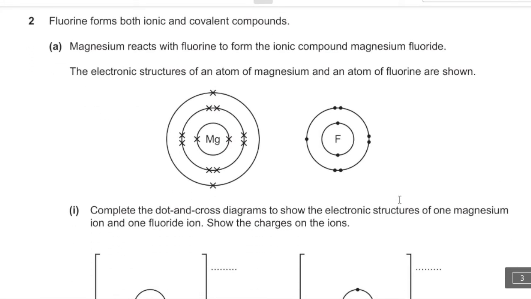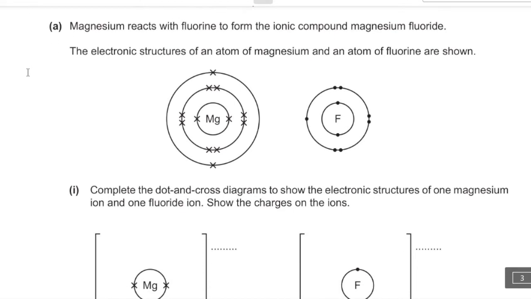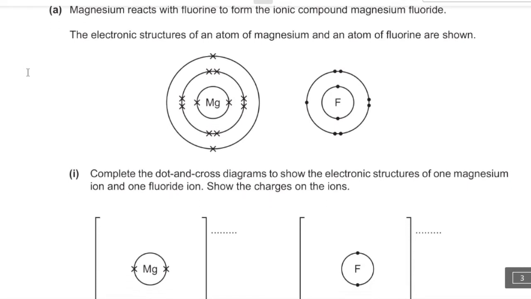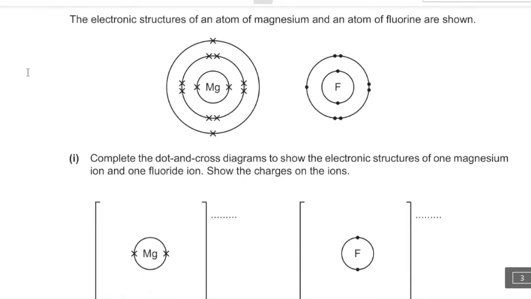7. Fluorine forms both ionic and covalent bonds. So it forms ionic bonds when it bonds with metals, and covalent bonds while bonding with non-metals. 8. Magnesium reacts with fluorine to form an ionic compound, magnesium fluoride. The electronic structures of an atom of magnesium and an atom of fluorine are shown.